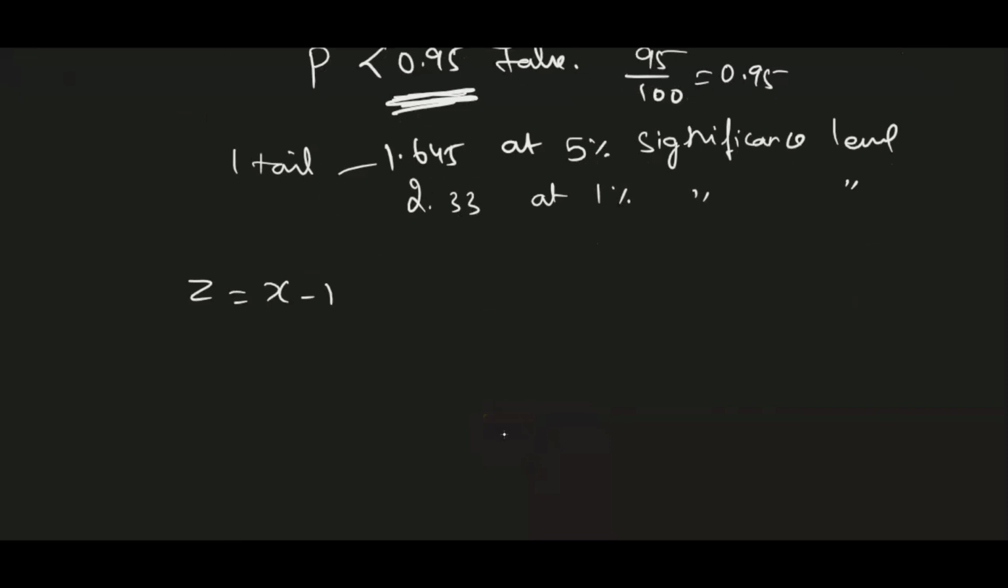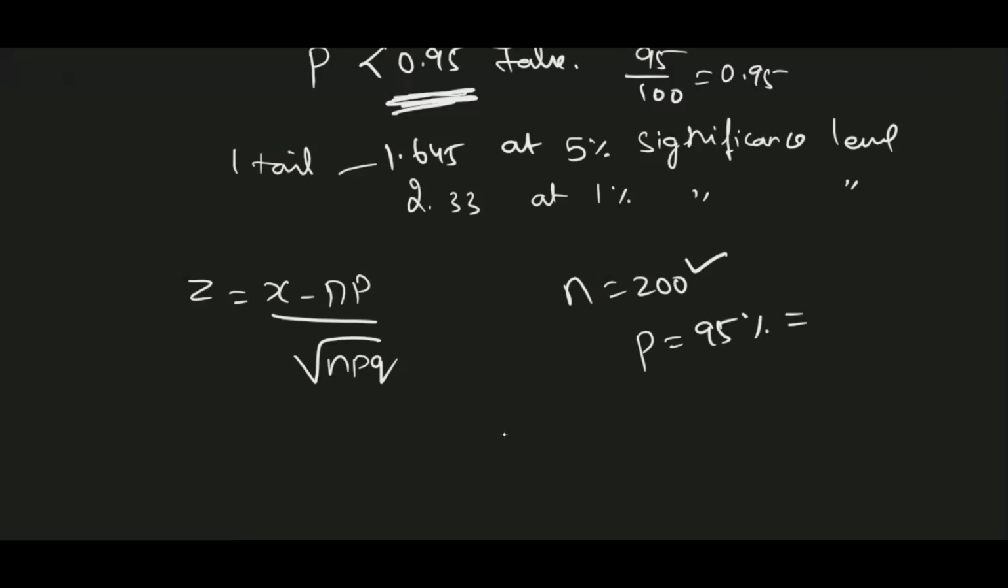Z is equal to x minus np by root of npq. So first of all, n I have to write. What is n? They have checked how many samples? 200 samples, right? So n is 200. n means how many times I am repeating that number. So next is p. He is saying that 95% are up to the specification. So 95 by 100, that is equal to 0.95. Okay, so if p is 0.95, q is 1 minus p, 0.05.